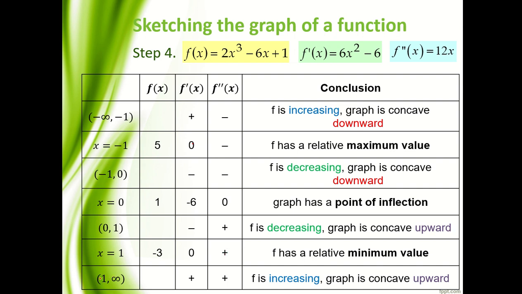Now for the last interval, 1 to positive infinity, we have f prime of x that is positive, meaning the graph is increasing. Then our f double prime of x is positive, so the graph is still concave upward. After this we can graph the function, or sketch the graph of the function.